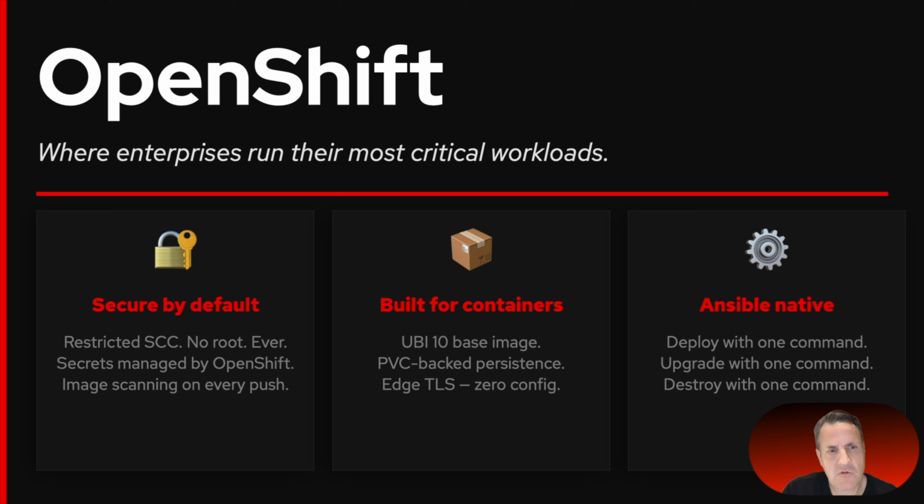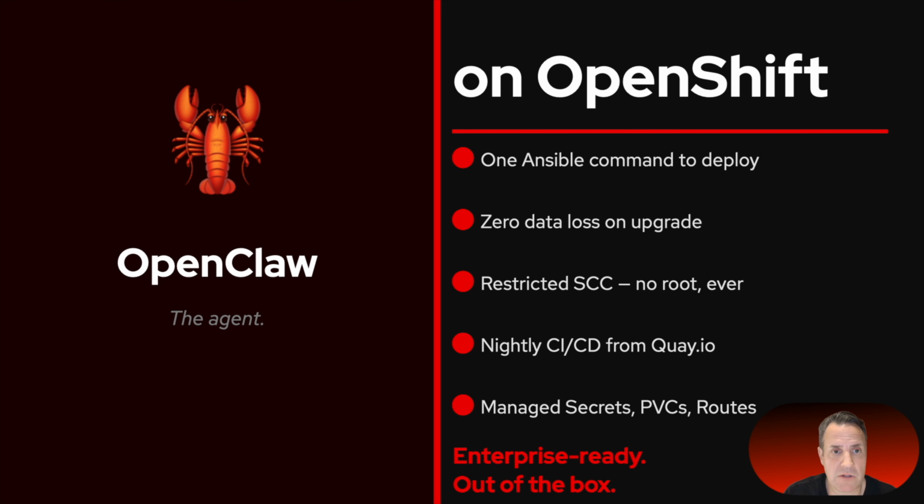So this is where OpenShift shines, because OpenShift is where enterprises run their most critical workloads. From the beginning, OpenShift has had role-based access controls, built-in secret management, automated TLS, image scanning on every push, and persistent storage that survives reboots. So it's essentially three things: OpenShift is secure by default, built for containers, and Ansible native. So what if we brought those guarantees to OpenClaw and put a big guardrail around it?